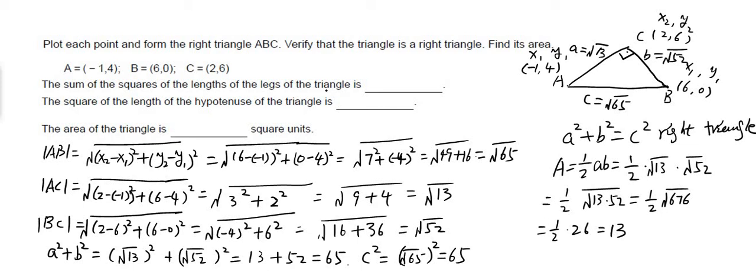Now we can fill in the answer here. The sum of the squares of the lengths of the legs of the triangle, that means a squared plus b squared, is 65. And the square of the length of the hypotenuse is c squared equals 65. And the area of the triangle is 13. That's it.